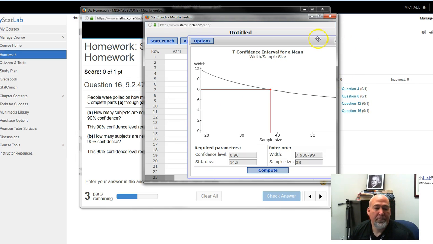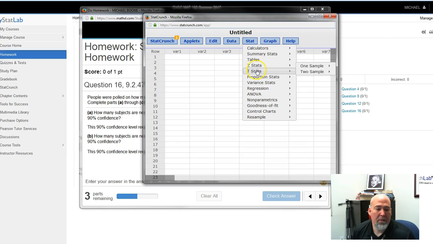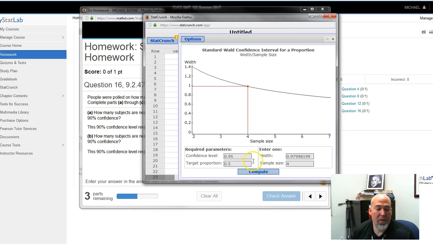So again, using means, it's the T calculator, or T stats, one sample, sample size. If you're dealing with proportions, it's one sample and width size. And again, it asks similar questions. The width plus or minus 2% would be 0.04.